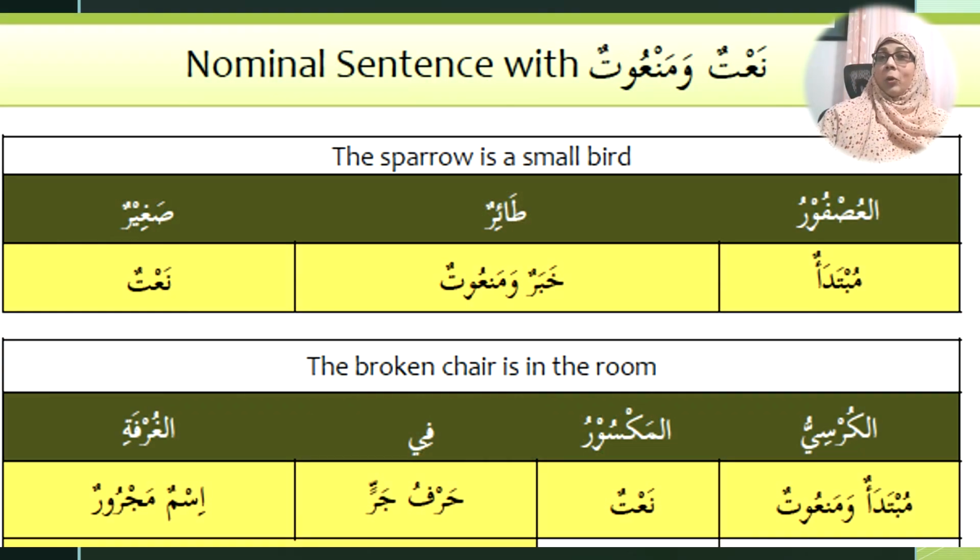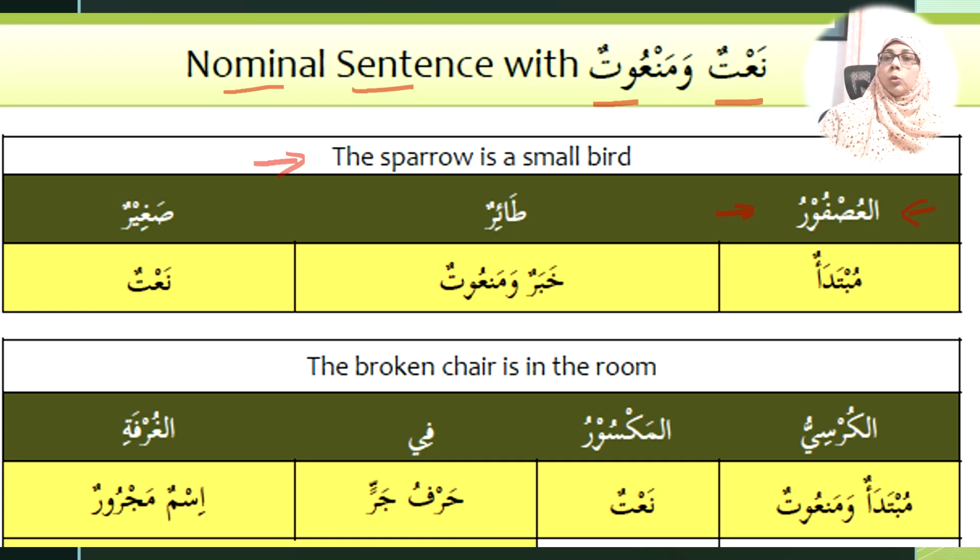So I want to do a quick review of a nominal sentence with adjectives in it. Nominal sentences have been covered in detail in prior lessons, and we're going to look at the nominal sentence with adjectives in it, right? Na'atun is the adjective, and we said man'utun is the noun that the adjective is describing. Let's take a look at this sentence. Al-usfuru ta'irun sagirun. It means the sparrow is a small bird.